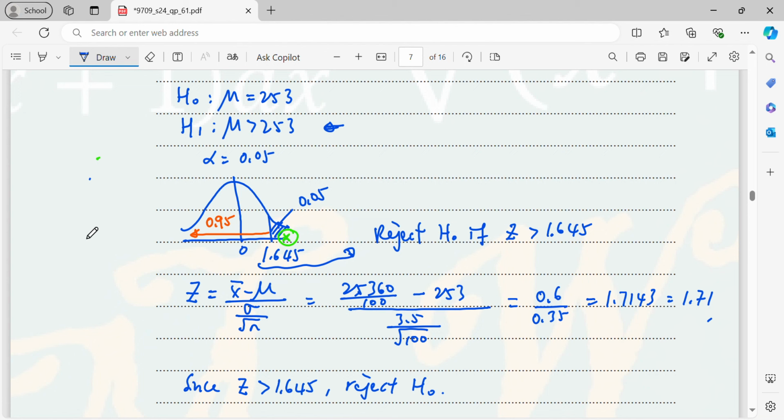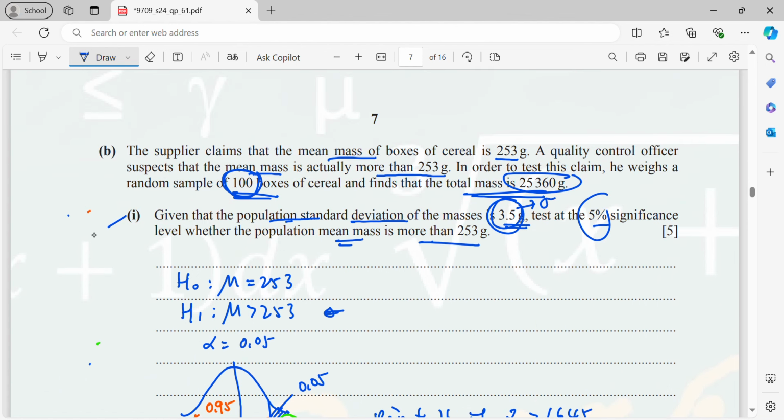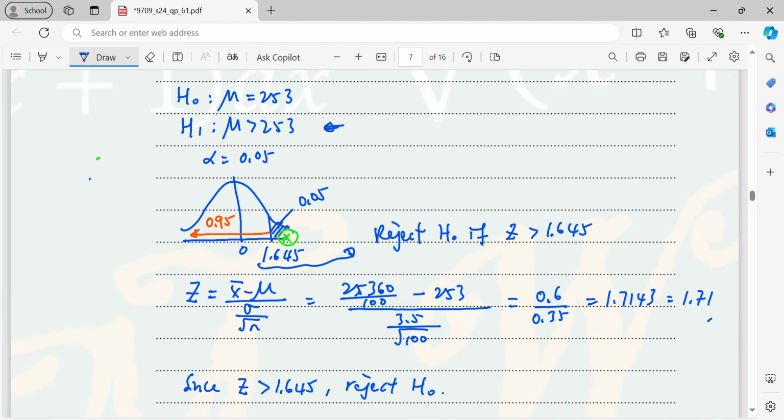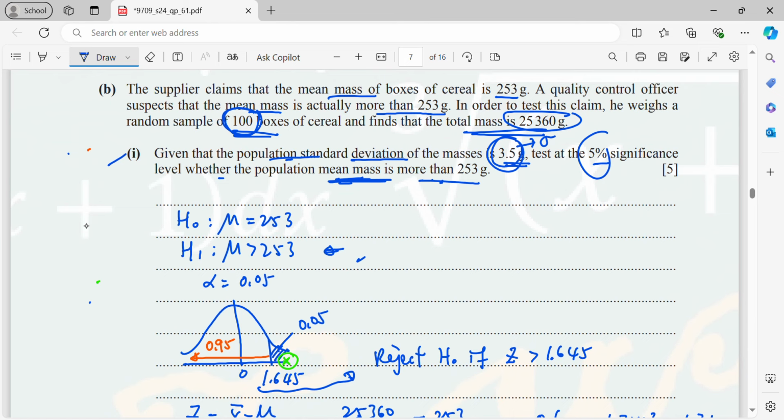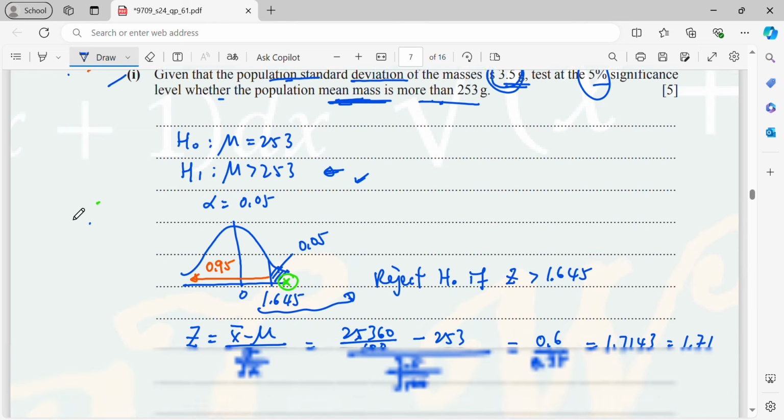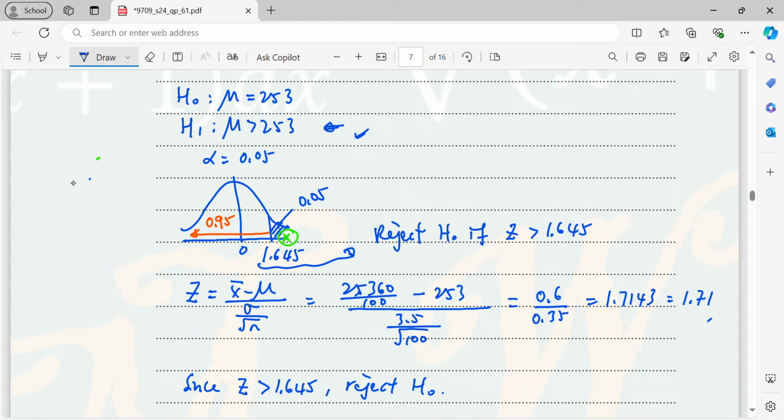Okay, so for the conclusion, go back to the question. You want to check whether the population mean mass is more than 253 grams. And now we have rejected the H naught, which means we are supporting this H1. So my decision is reject H naught. Therefore, the conclusion is there is sufficient evidence.